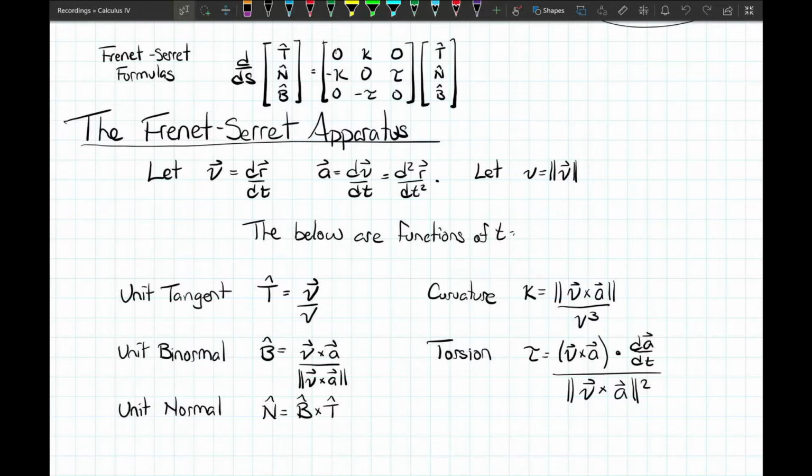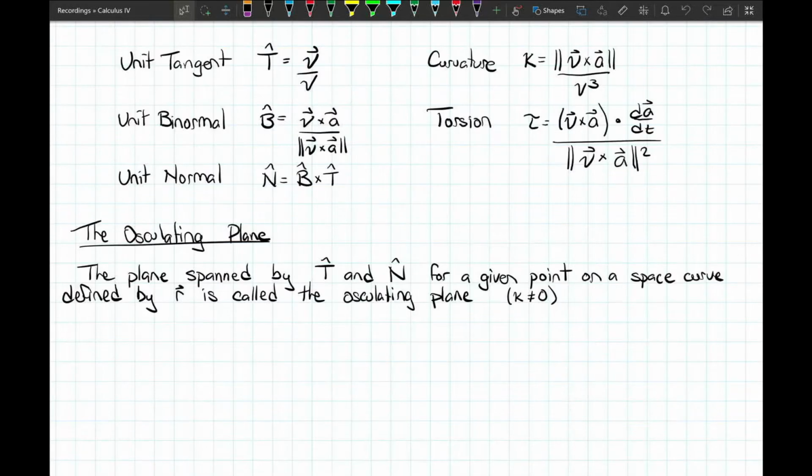With that little recap there, let's take a look at what the osculating plane means. And remember, this is the plane spanned by the unit tangent and the unit normal. Now, we'll have to assume that our curvature is non-zero. If curvature is equal to 0, then we can't actually define the unit normal and unit binormal vectors. But assuming that our function is not just a straight line, the osculating plane is the plane spanned by the unit tangent and unit normal vectors at any given point on our space curve.